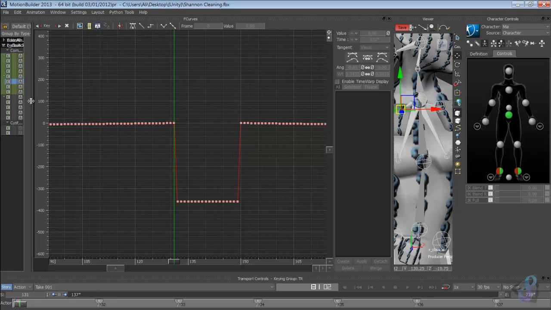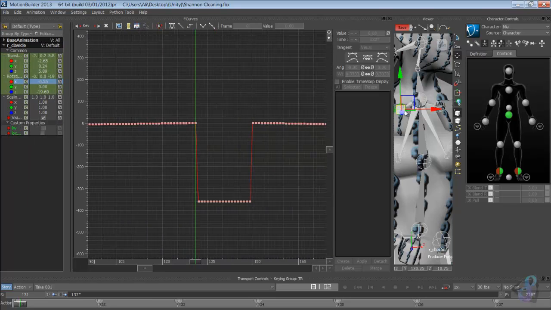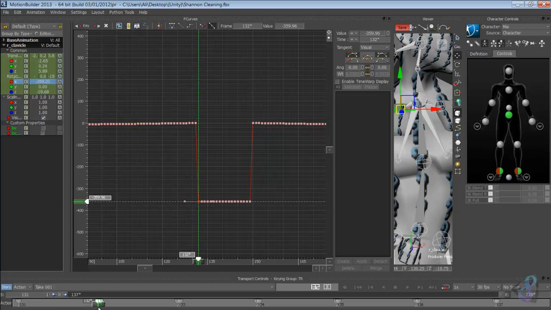This is, by the way, rotation X of that bone. You see a keyframe here with a value of negative 0.08, and it drops again to something like negative 359.96. In other words, both of them are near zero. So at the start and at the end of the jerkiness, you wouldn't see any problems there. Okay? So what causes this problem?